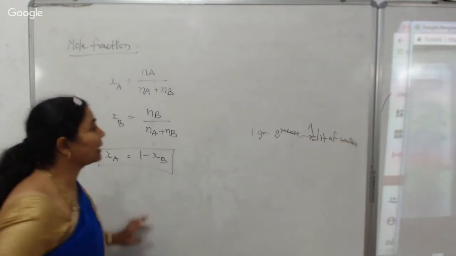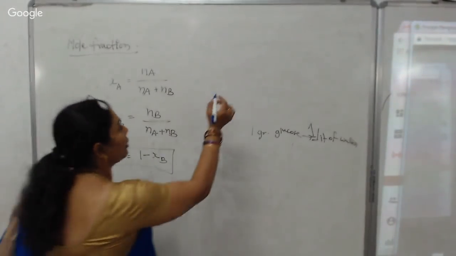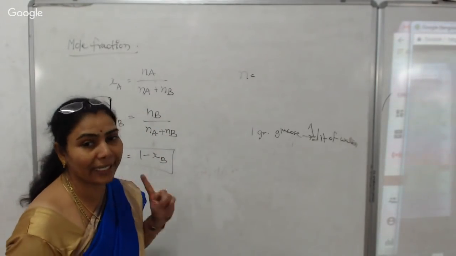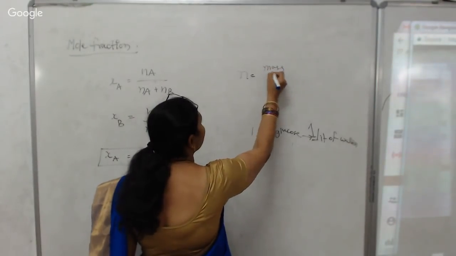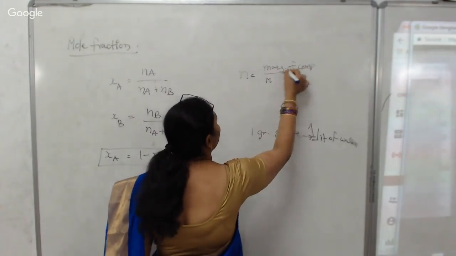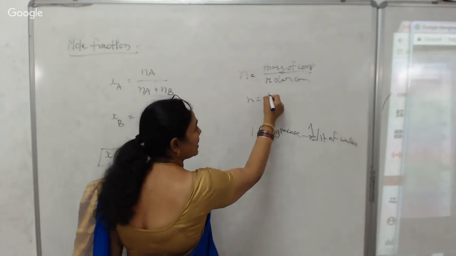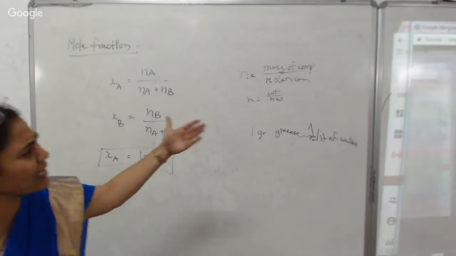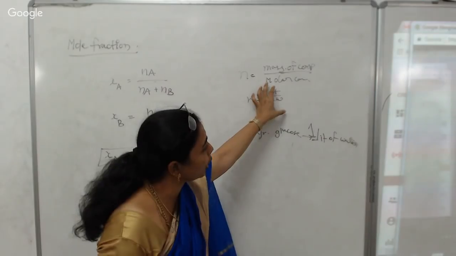Then how will you calculate the mole fraction? Okay, number of moles, what is the formula of number of moles? Already you did these numericals in 9th standard. Number of moles is nothing but mass of the compound divided by molar mass of the compound, or you can say N is equal to weight by molecular weight. In normal language we will use weight. Number of moles generally is nothing but weight by molecular weight.